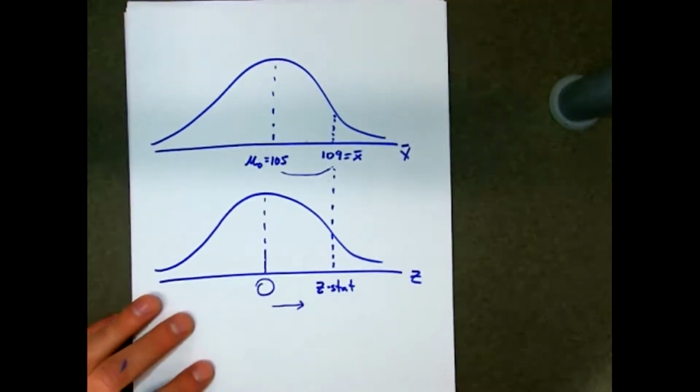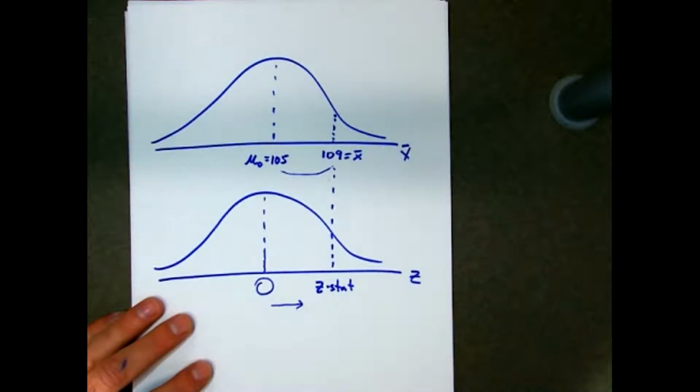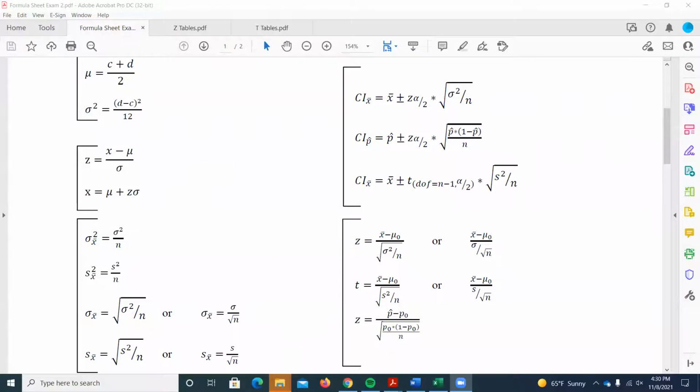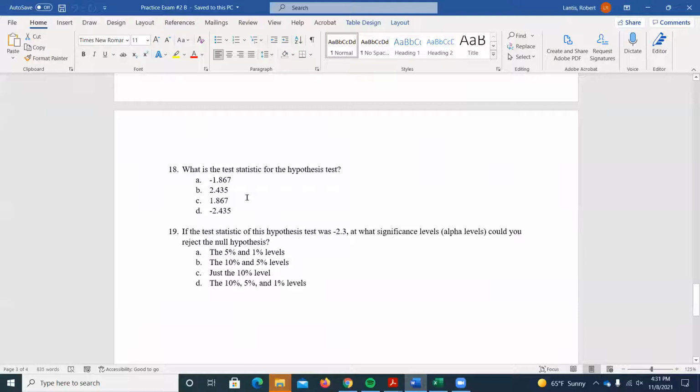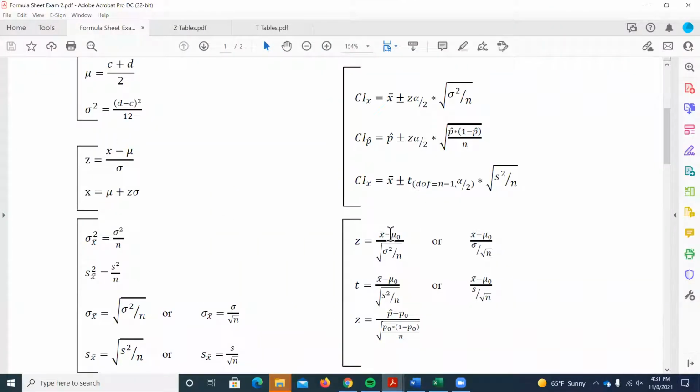So when I look at these answers right away, I can rule out A and D. Right? I know that the test statistic has to be positive. Okay? And if I look at my formula, it kind of actually gives me another reason why I know it has to be positive.